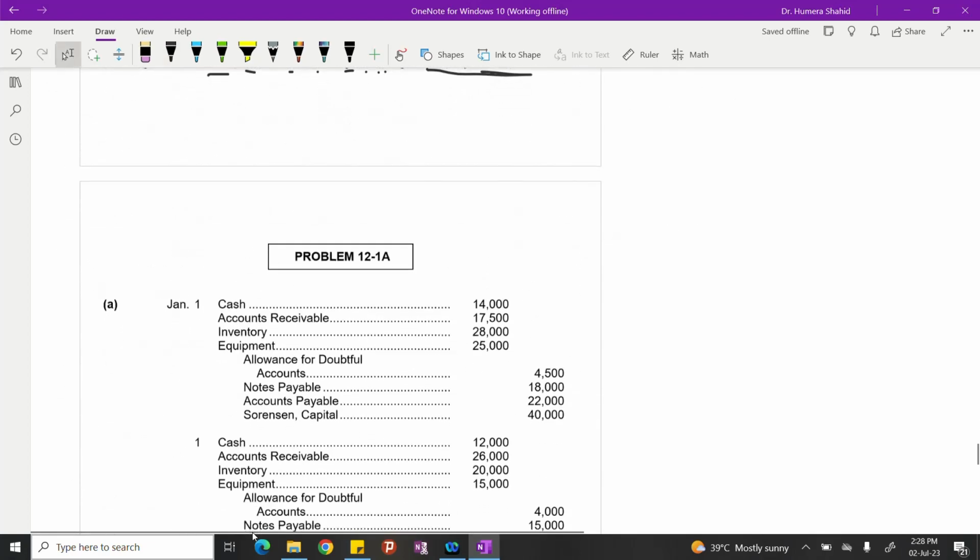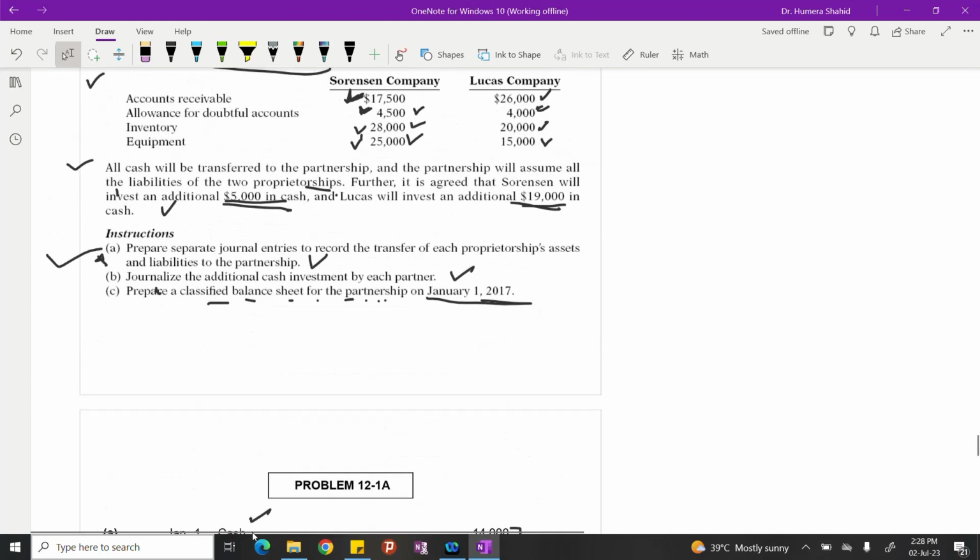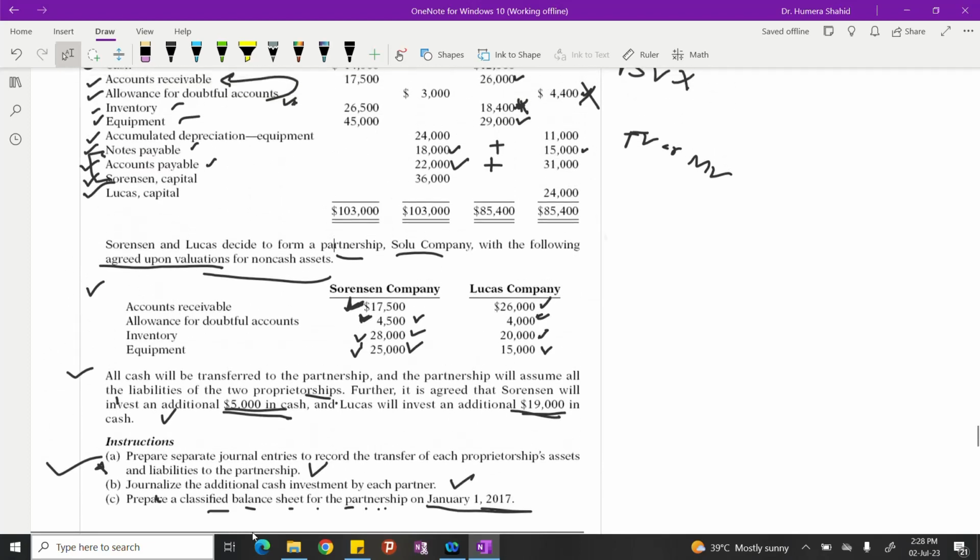I'm recording the first journal entry. January 1st, he's bringing cash, accounts receivable, inventory, equipment, and he also brings allowance for doubtful accounts. He brought notes payable of this amount and accounts payable of this amount. When I add all these assets and I deduct these liabilities, I get a capital balance of Sorensen of 40,000.